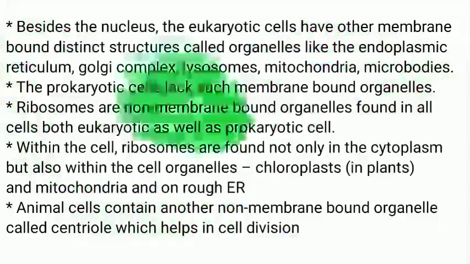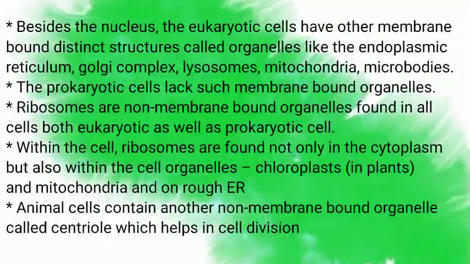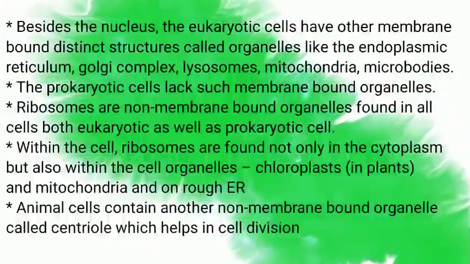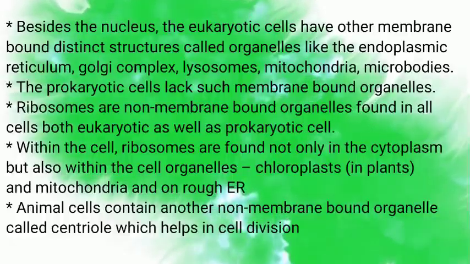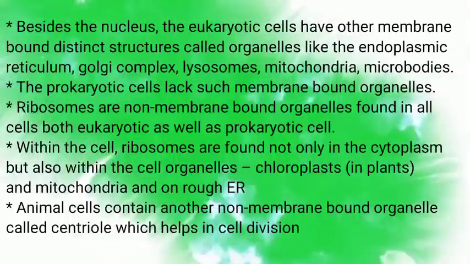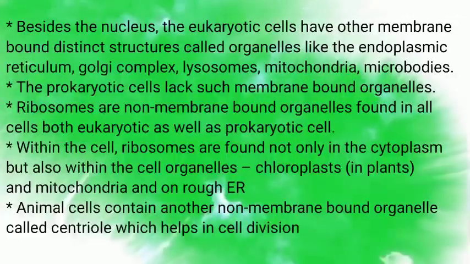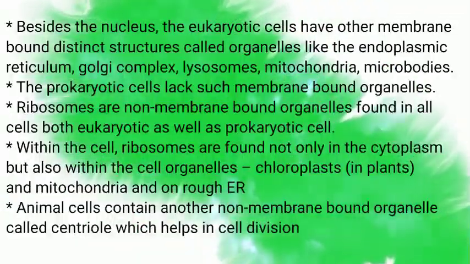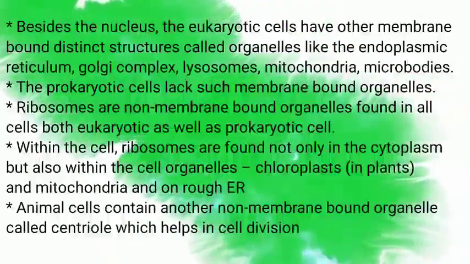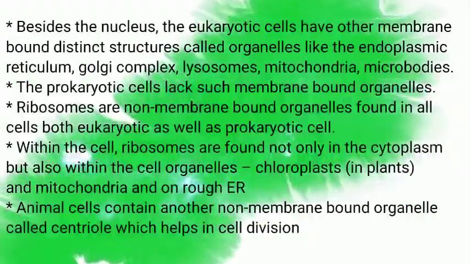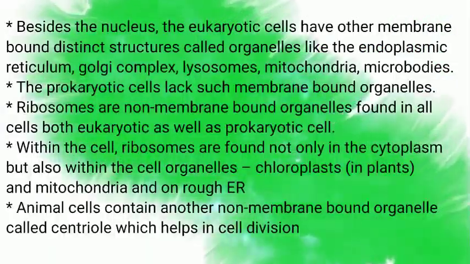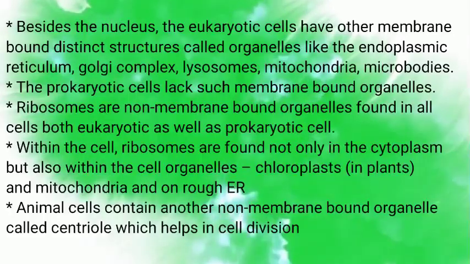But in prokaryotic cells, there are no membrane-bound organelles. Ribosomes are non-membrane-bound cell organelles found in all cells, both eukaryotic and prokaryotic. Ribosomes are found not only in the cytoplasm, but are also present in some cell organelles like chloroplasts, mitochondria, and rough endoplasmic reticulum.